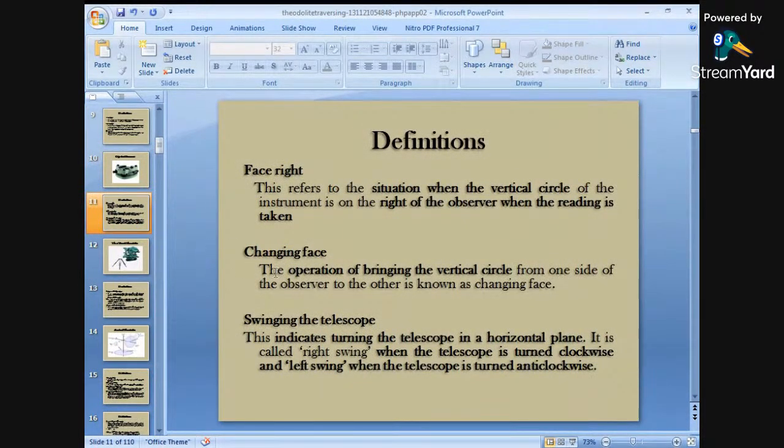After that, changing the face. If you are changing the face from left to right or from right to left, that process is called your changing face. Then there is swinging the telescope. This indicates that you are turning the telescope in the horizontal plane. Suppose you are swinging it in the clockwise direction, then it is called your right swing. And if you are turning it in the anti-clockwise direction, it is called your left swing.